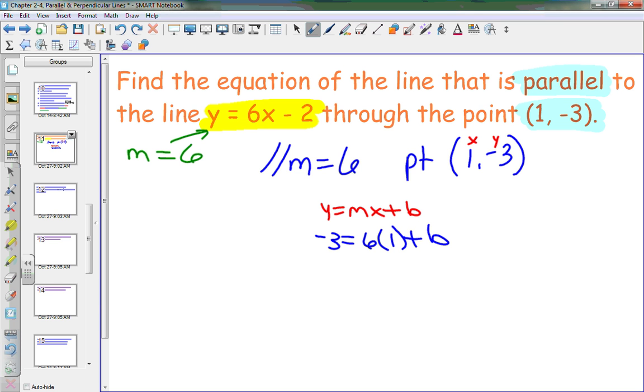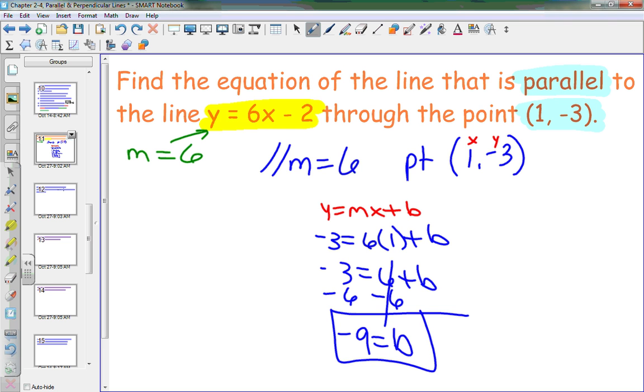What do I do? Solve for b. So -3 is equal to 6 plus b. Now what? Subtract 6. I'm solving for b. So -9 is equal to b. So am I done? No, I plug it back in. So I have y is equal to mx plus b. The y stays, m, my parallel slope is 6, and my b value is -9.